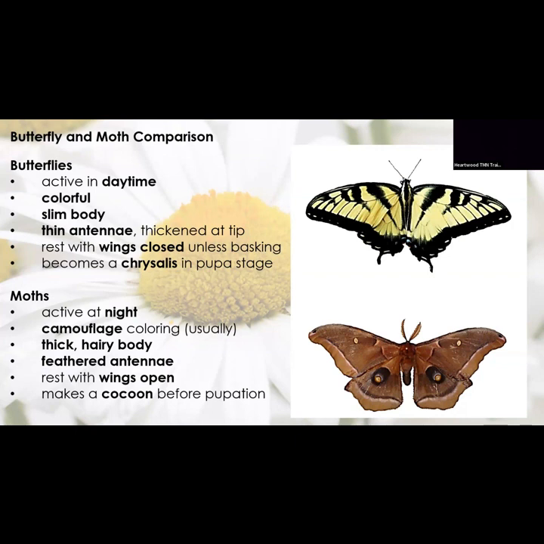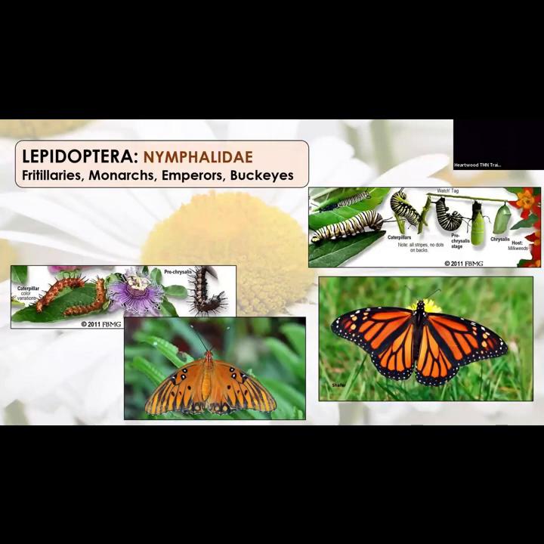And then chrysalis is what we usually call a butterfly's pupa, and cocoon is what we usually call a moth's pupa. They're both objects, but they're very similar. So just to go over a couple of families of Lepidoptera that are around here.